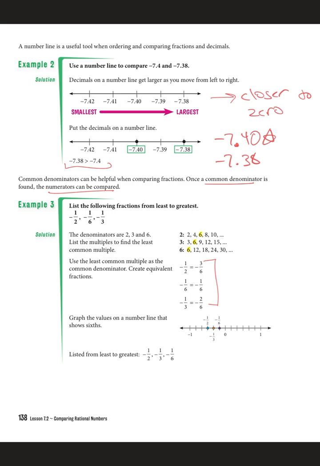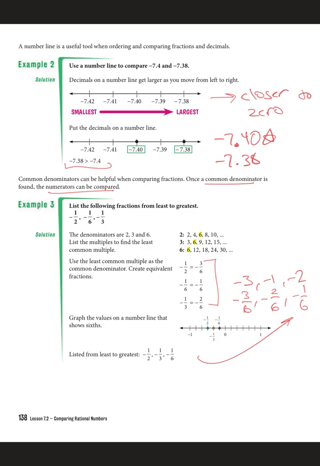After you have the same denominator, all you have to do is compare the numerators. So the numerators are negative 3, negative 1, and negative 2. So out of those three numerators, which one is the farthest to the left of 0? That would be negative 3. So that fraction would be negative 3/6. It would be smallest out of all the three. The next one after that is negative 2/6. And the last one is negative 1/6. My bad. And it's the largest because it is the closest to 0. All right, so there you go.